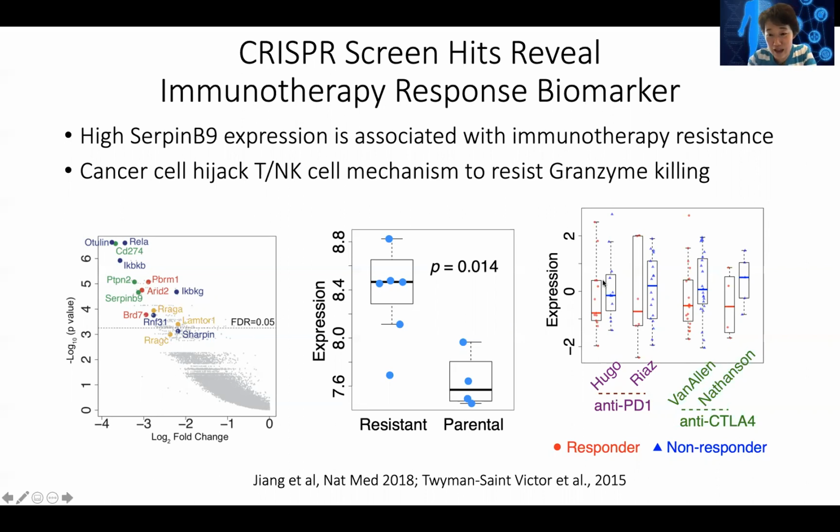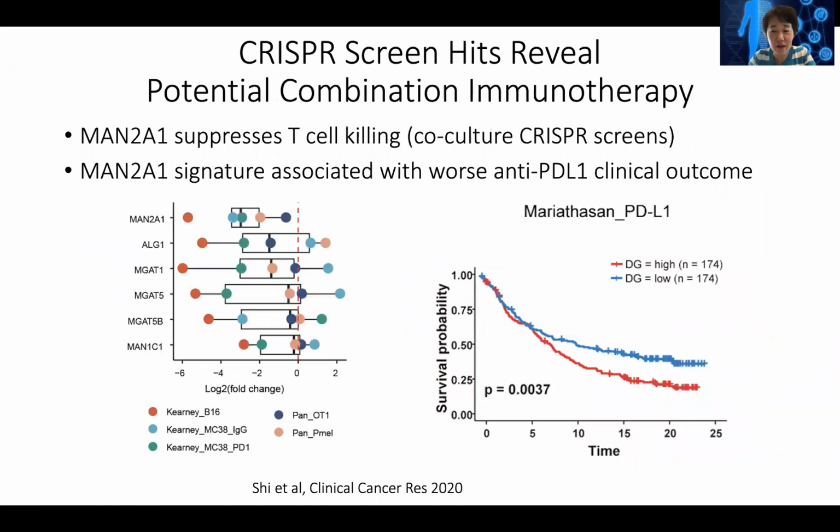And indeed, you see that when the cancer cells upregulate their SERPINB9, the granzyme being sent from the T cells to the cancer cell will no longer induce the cancer cell to die. And that's also a very interesting immunotherapy response biomarker. And then I want to show you another one.